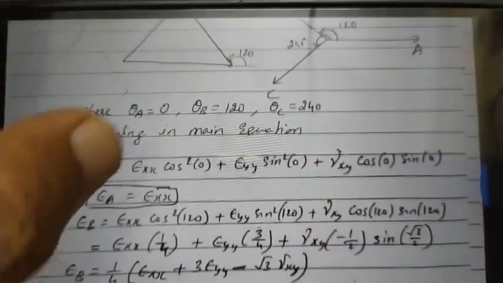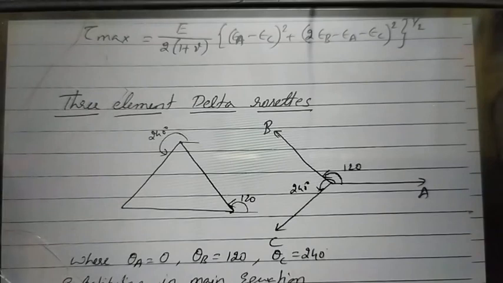Now we move on to the next topic, that is the 3-element delta rosette. It is a very similar type of rosette, but here the angle of inclination is going to be changed.